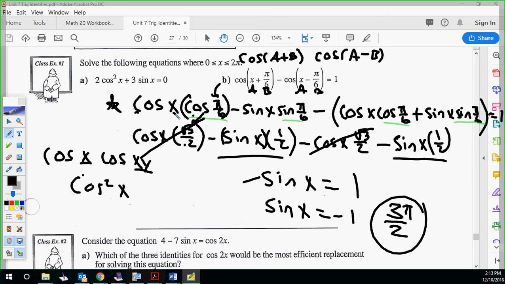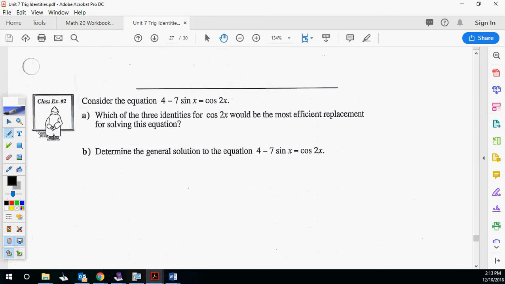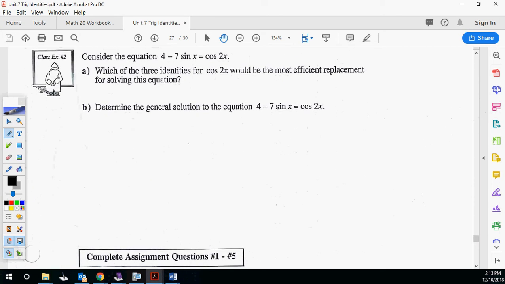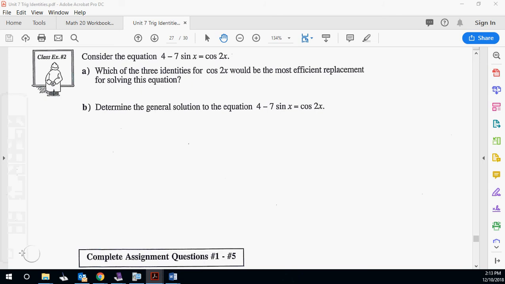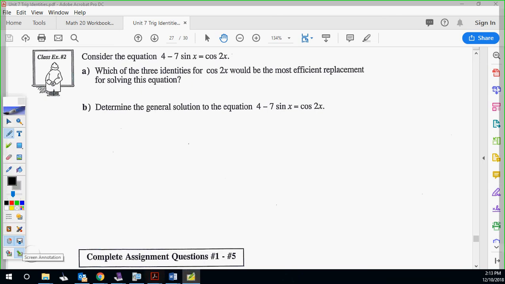Okay, anything else? All right, let's do example 2, and then we get a little bit difficult in terms of investigation, but this one's not too bad. Consider the equation 4 minus sine of x equals cos 2x. It says, which of the 3 identities for cos 2x would be the most efficient replacement for solving this equation? Again, the problem is I have sines and coses. So look in the back of your book and see which cos of 2x you would like to use.